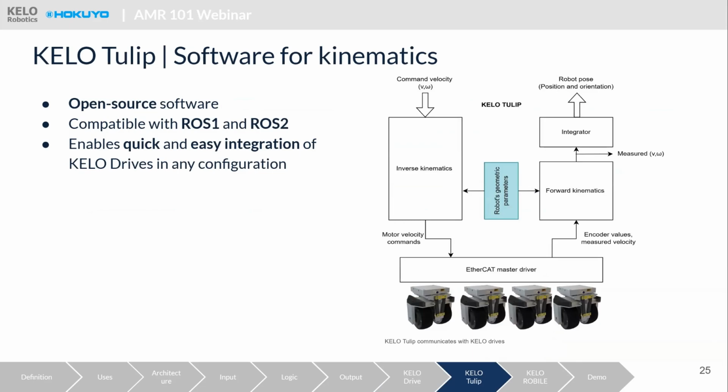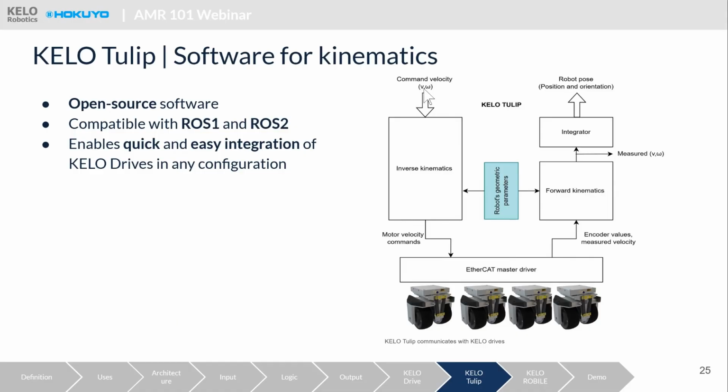Then I would like to talk about the KELO Tulip. It's open source software. It's ROS1 and ROS2 compatible. This part is basically a quick and easy way of integrating different configurations of KELO drive for a robot. It can start with one wheel only, or 2, 3, 4, 5, 6, whatever you want. You can easily configure it, and all this mathematical calculation that I mentioned is implemented in this part, and you can also read the code. As I said, it's open source.